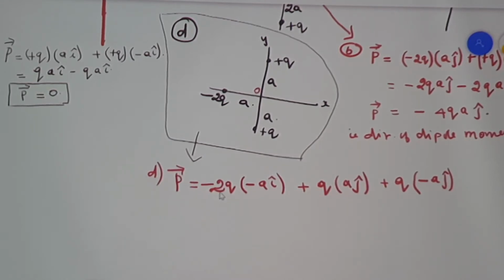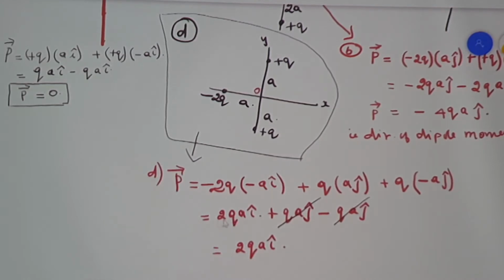Here you are having 2, isn't it? Minus of minus will become plus. So 2 q A i. What about this? You see, plus q A j minus q A j. So I can state this term and this term will get cancelled, and therefore the resultant is 2qa i cap. So this we are calling it out as the dipole moment for this configuration, where you can come across this type of dipole or this type of dipole moment.